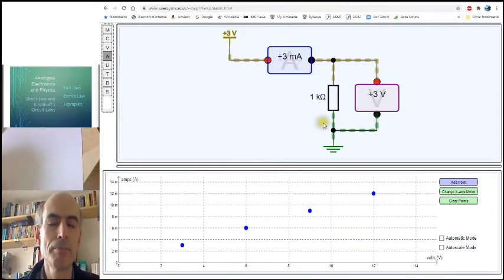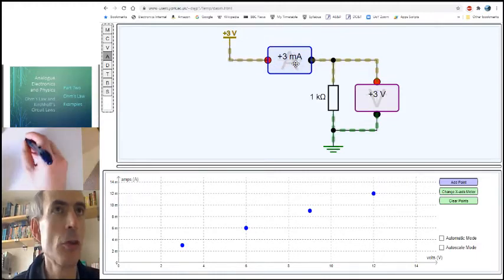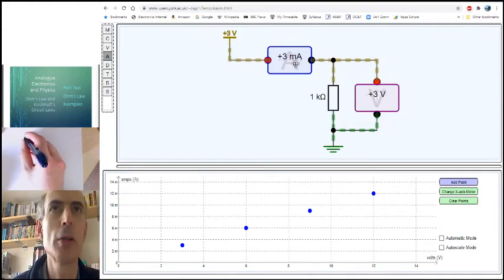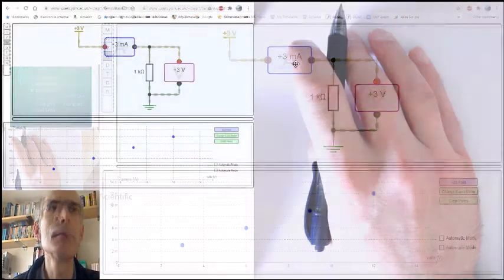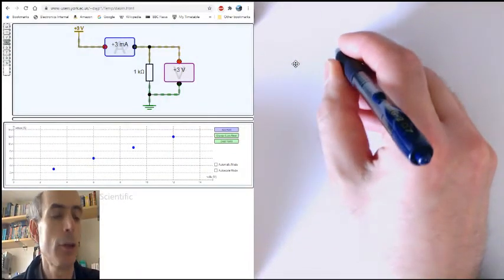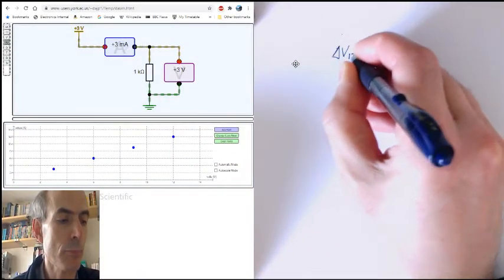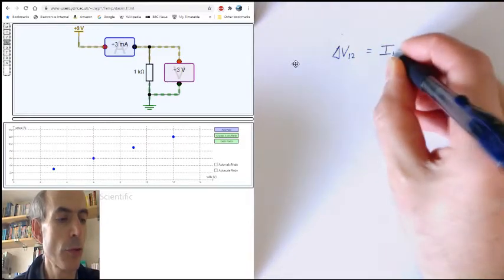We've seen this example already, and about the only thing I want to add to it is the fact that this resistor is 1K, 1 kilo ohm, or 1000 ohms. And that is the ratio of the voltage across the resistor, 3, to the current through the resistor, 3 milliamps. The resistance, according to Ohm's law, remembering that Ohm's law is delta V12 equals I12 times R.